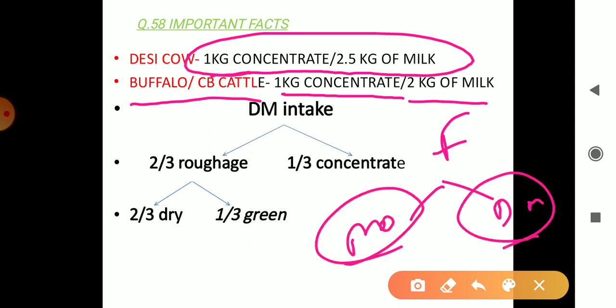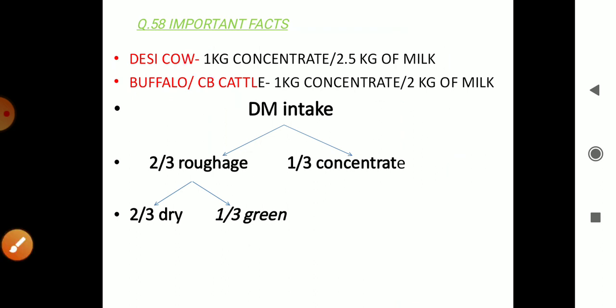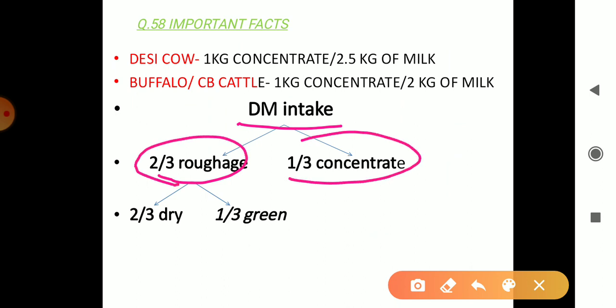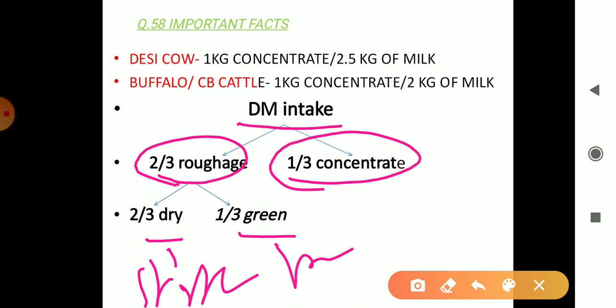So when you're going for the classification of the dry matter, when we are going to feed the dry matter to the animals, we have to remember two-thirds must be from the roughage source and one-third must be from concentrate source. As we know, the roughage is dry and green: green fodder, and the straw, stubble, etc. So two-thirds must be dry source, one-third must be green source. Dear students, please remember.